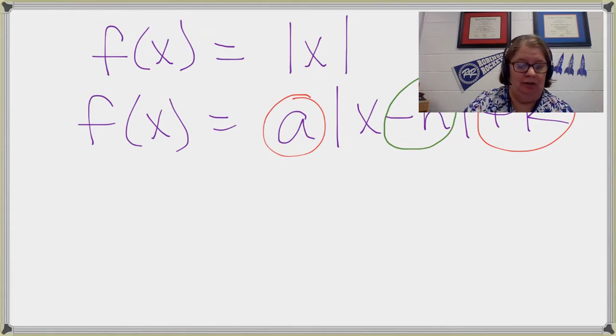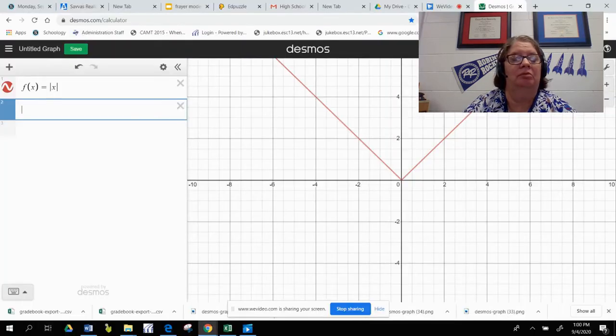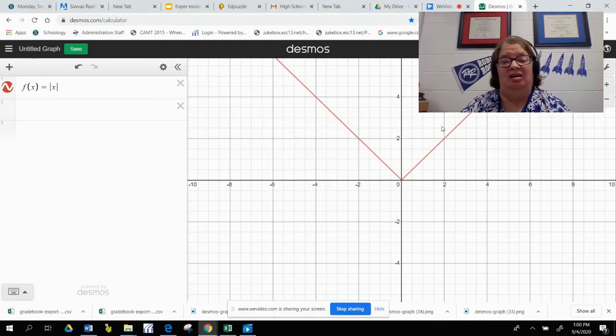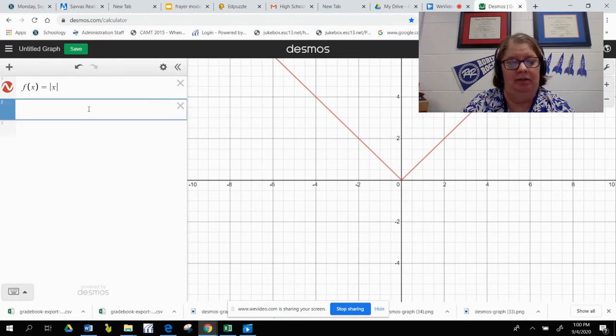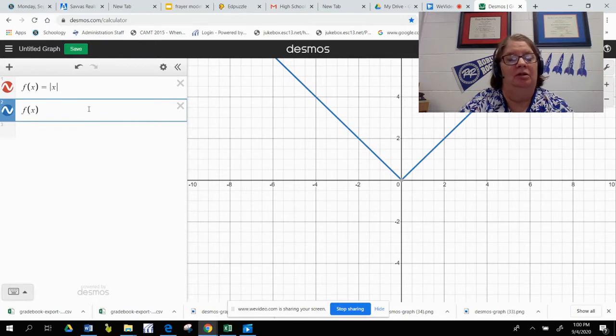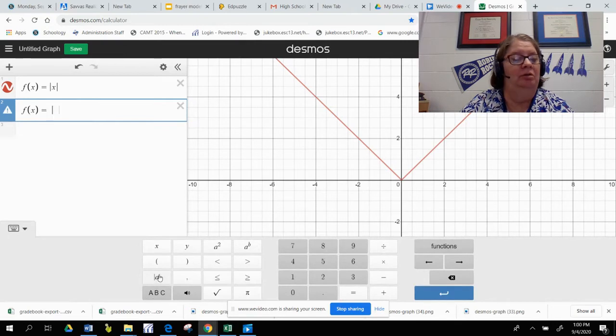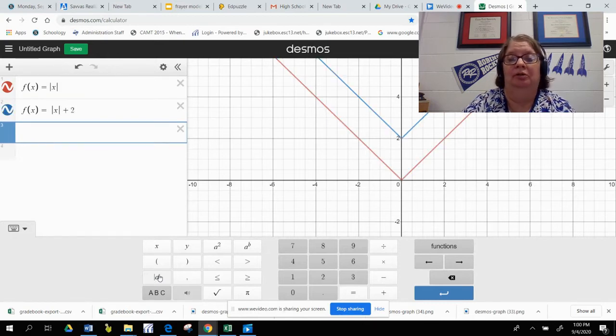So let's go back to our Desmos and let's see what happens when we put a k in there. So let's have f of x. Remember, the k was added or subtracted on the outside. Let's do f of x equals absolute value, remember, it's down here in the keyboard, x. Now we want this outside, so I'm going to hit the right arrow key to take me outside the absolute value bars, and I'm going to add a plus 2, not an equals. How about a plus 2? Enter.